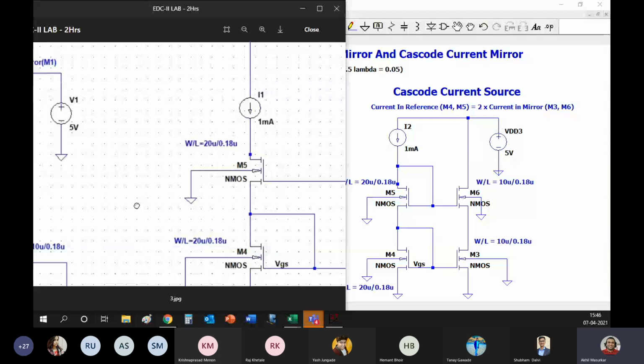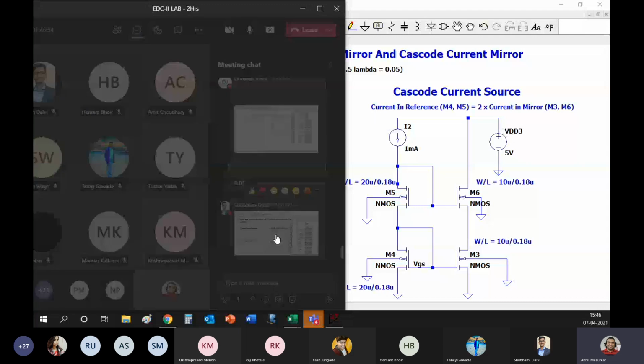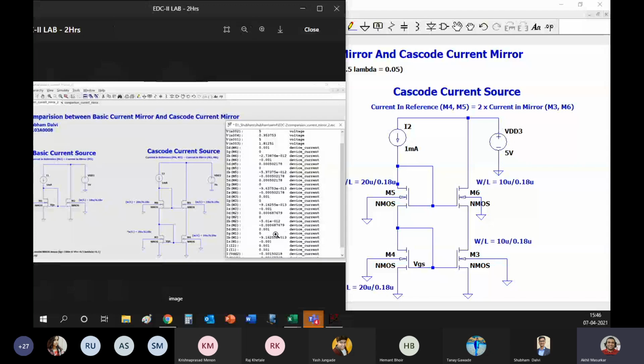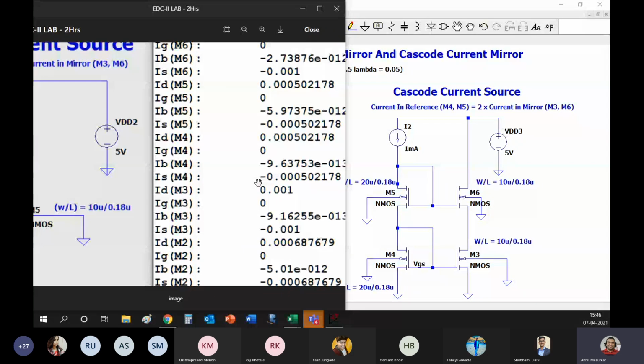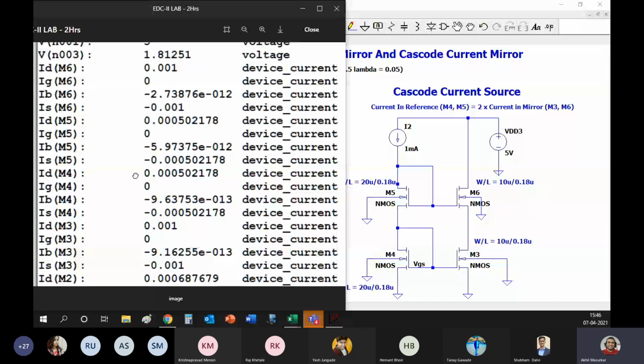Okay, that's right. Okay, Shubham, this is right. Okay, good.